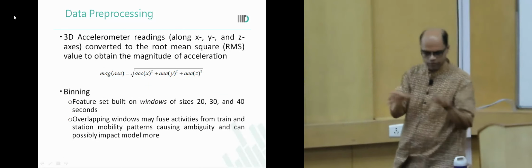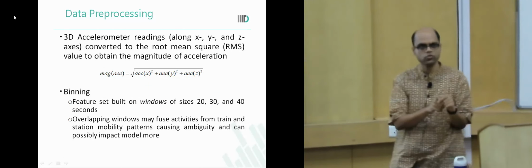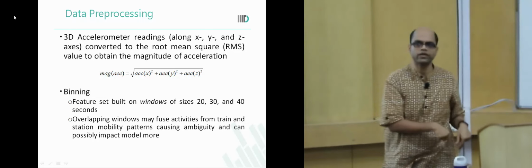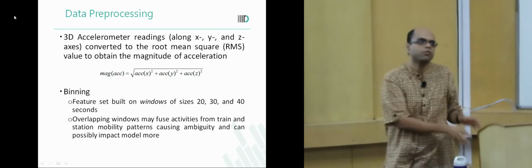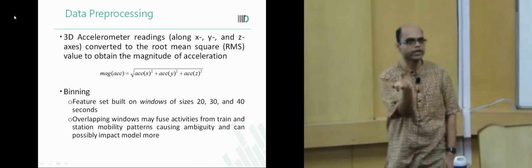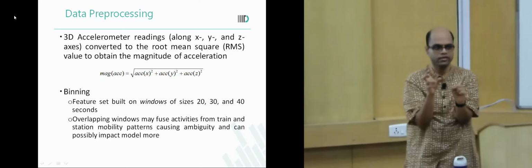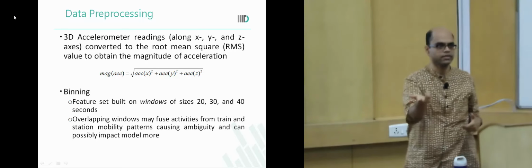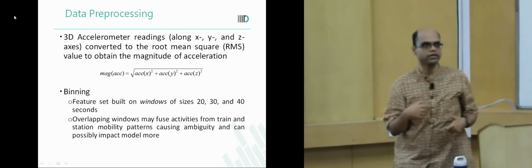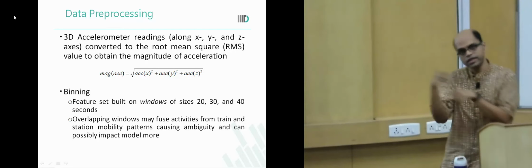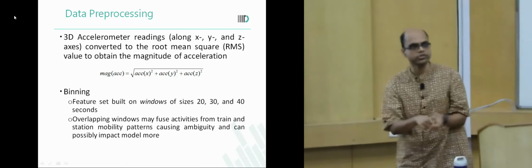I talked about how we converted this 3D acceleration into one scalar. This also gives us one advantage: we don't worry about the orientation of the phone, how we are holding it. Is the x-axis pointing like this or this or this? We don't care. It all gets converted into one acceleration. So that benefit we get. Data collection is easy, and when you apply the model, that's also easy.